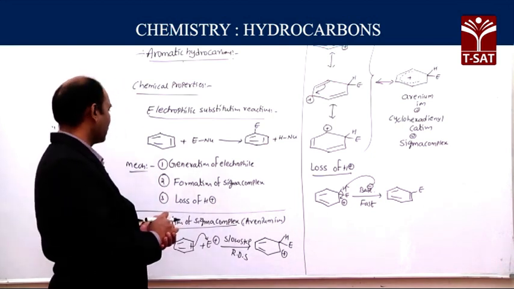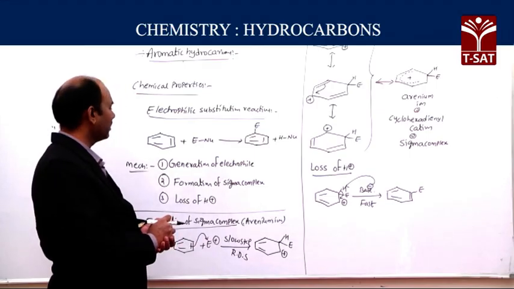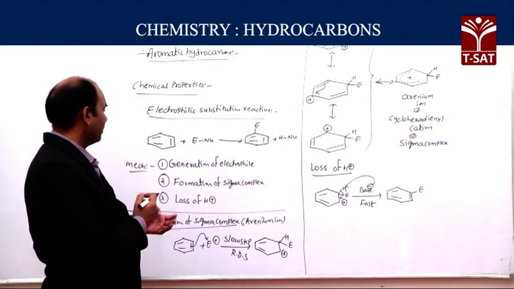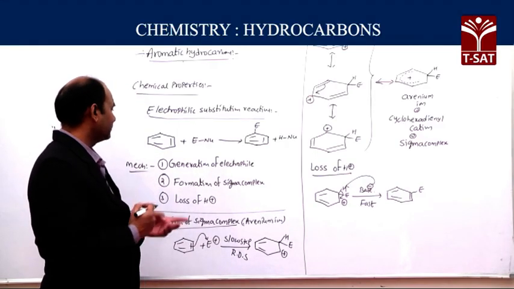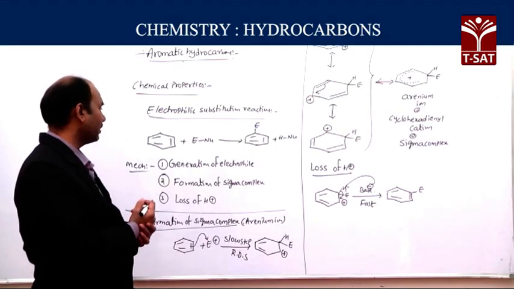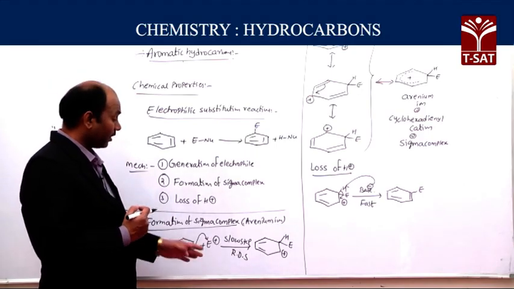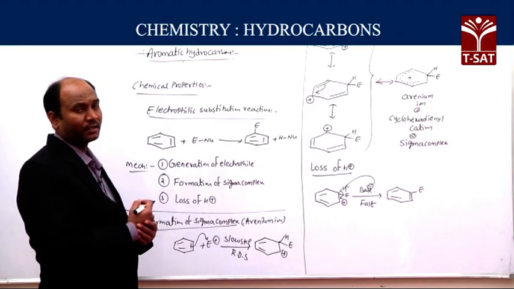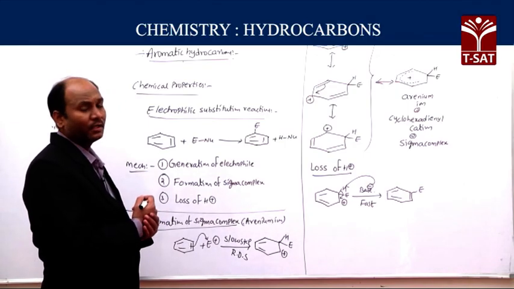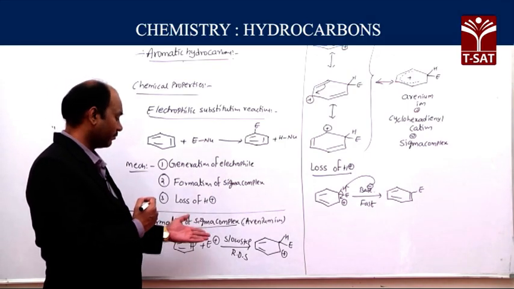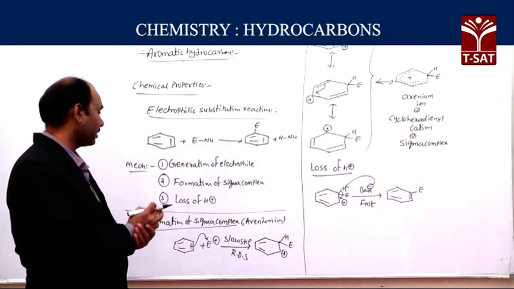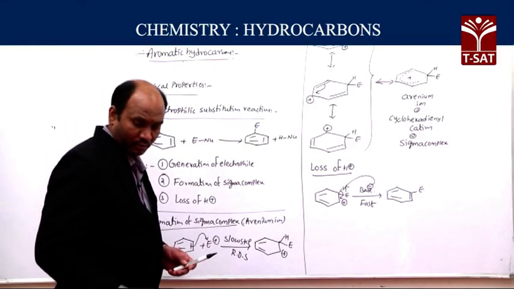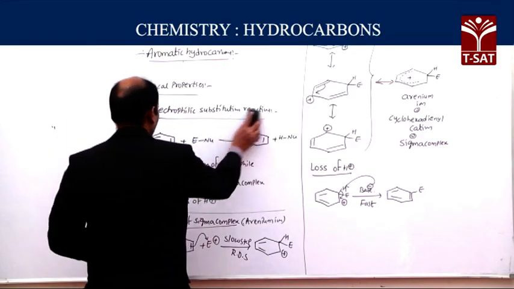Aromatic electrophilic substitution reaction takes place in 3 steps. Generally we are considering 2 steps, since this is not always considered as a step, but there is no problem. The steps are generation of electrophile, formation of sigma complex and loss of H plus. Generally the formation of sigma complex is a slow step. In all aromatic electrophilic substitution reactions this is not necessarily so, but in most reactions the formation of sigma complex, or arenium ion, or cyclohexadienyl cation is a slow step. So this is the general mechanism.